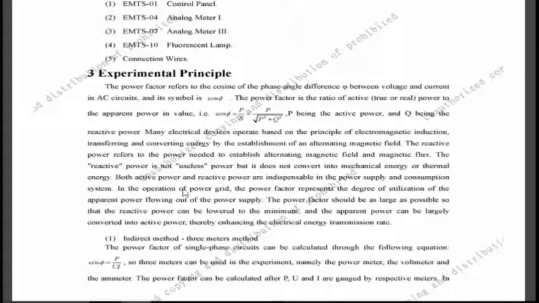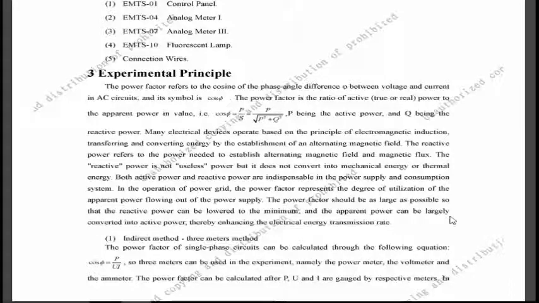In the operation of the power grid, the power factor represents the degree of utilization of the apparent power flowing out of the power supply. The power factor should be as large as possible so that the reactive power can be lowered to the minimum and the apparent power can be largely converted into active power, thereby enhancing the electrical energy transmission rate.